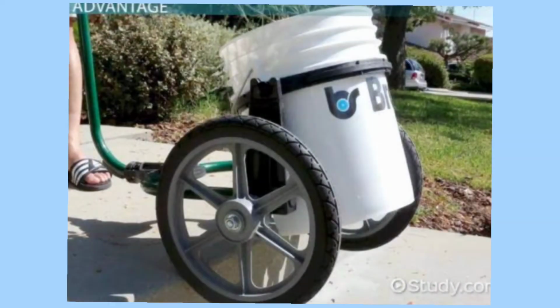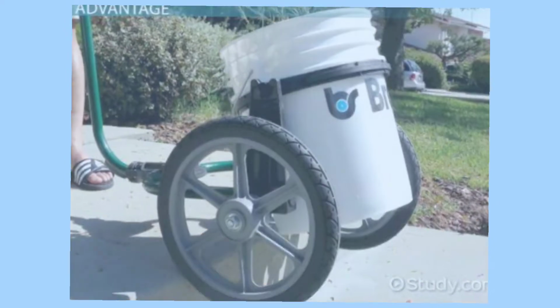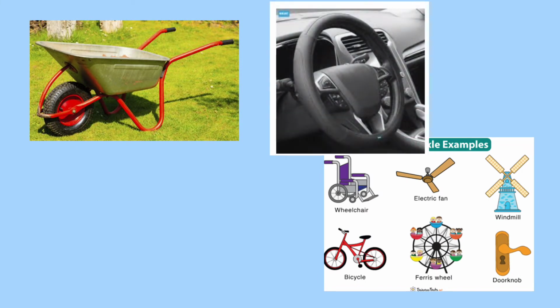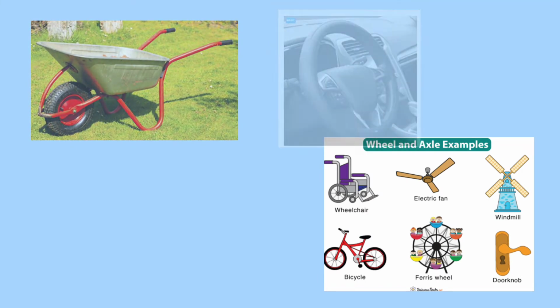When we put a heavy load on the axle and push it, then rolling of the wheel reduces the friction. Then it takes less force to move something. Wheelbarrow, car steering, bicycle work on wheel and axle.